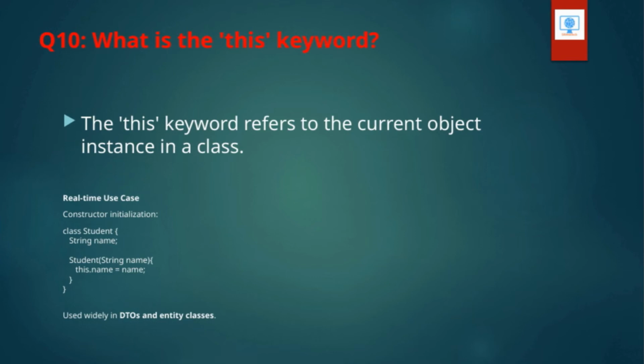You'll find this being used extensively in data transfer objects, or DTOs, as well as in entity classes, because it ensures that each object's data is correctly assigned and maintained. So to wrap up, the this keyword is essential for referencing the current object, especially when dealing with constructors and methods that have parameters with the same names as class fields. It keeps our code precise and understandable, fitting perfectly into the overall theme of object-oriented programming.